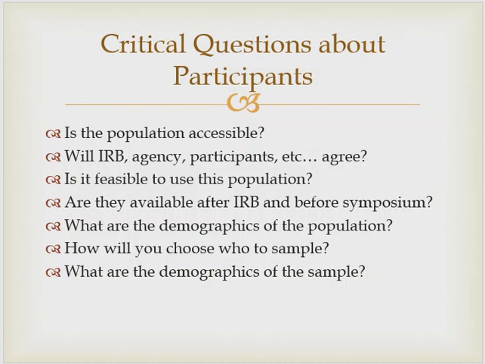Just because you have access doesn't mean that you should survey individuals. You want to be sensitive to protected populations, and you'll be conducting your study in the spring semester of your senior year. Will you still have access to the population after receiving IRB approval, but before senior symposium in May?